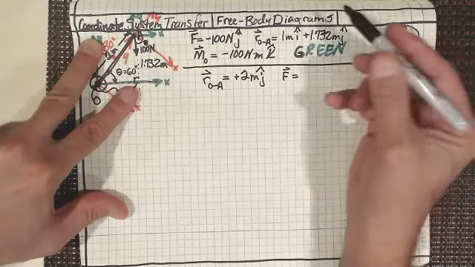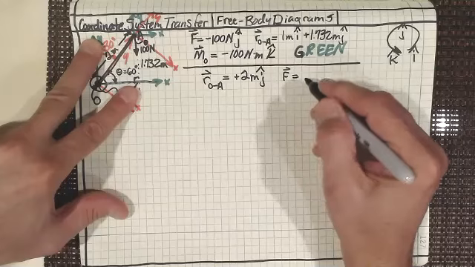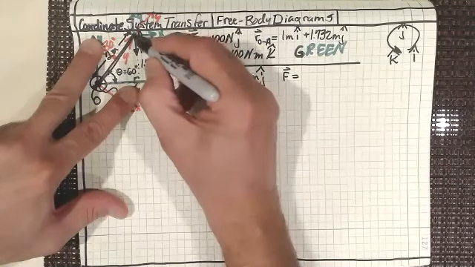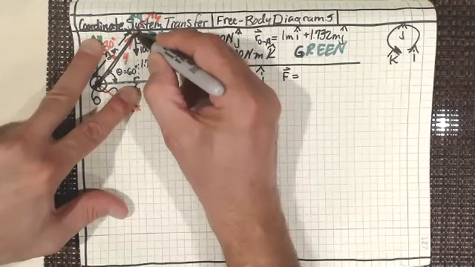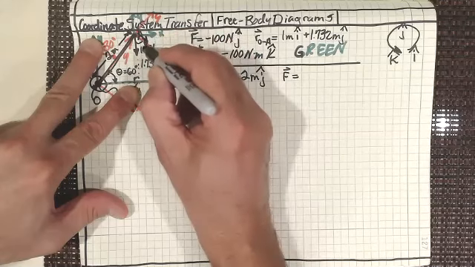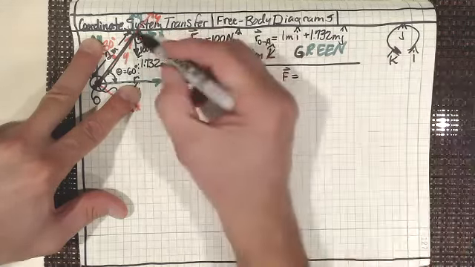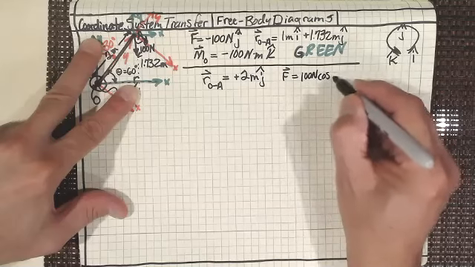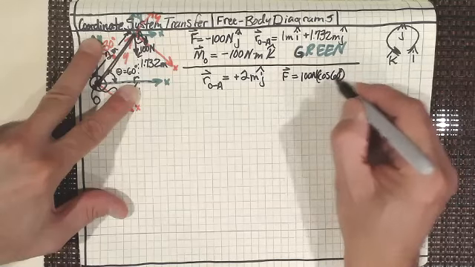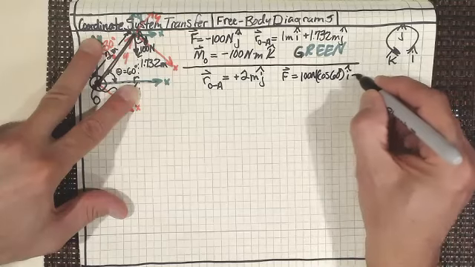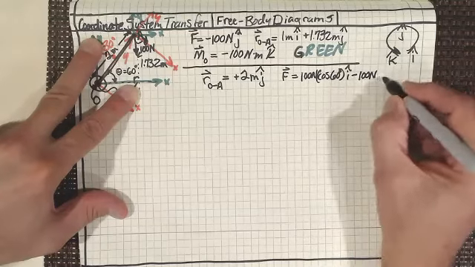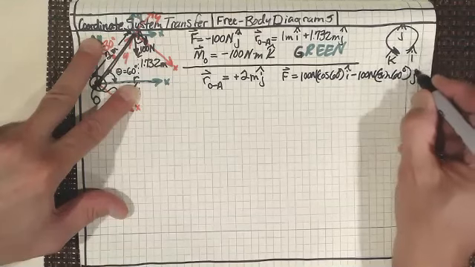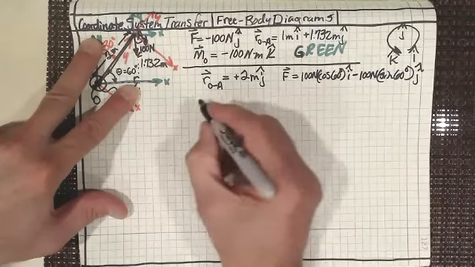So 60 degrees. So F is going to be, if we look at this, this is going to be 60 degrees. So it would be cosine, right? Cosine of 60 degrees is going to be this distance here, and sine is going to be that distance there. So first thing we want is 100 newtons times the cosine of 60 degrees I hat, and then minus 100 newtons times the sine of 60 degrees J hat, right?